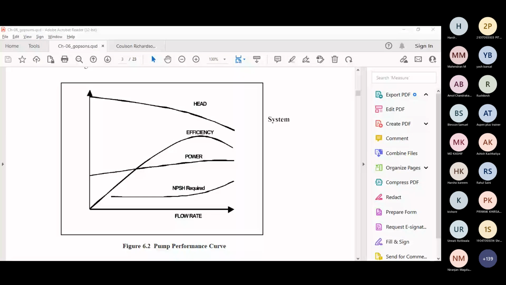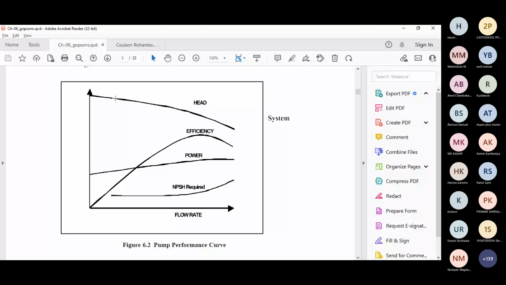Same. Yes, so it will always remain the same, right? So what will change? वो होगा आपका सिस्टम कर्व. System curve will change. So हम देखेंगे सिस्टम कर्व क्या है. So pump curves are always constant.